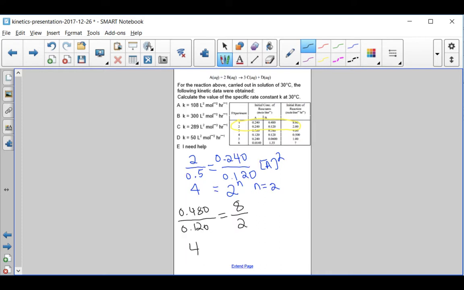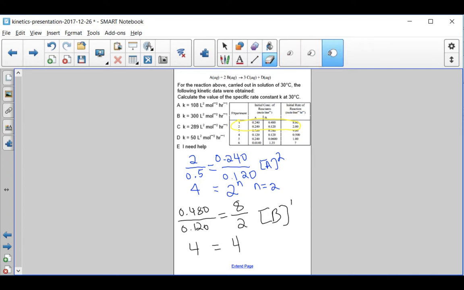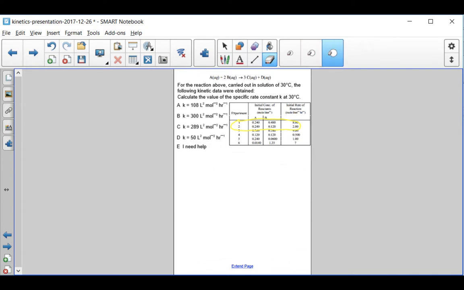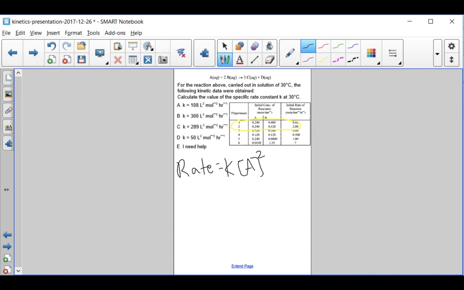So here I get 4 on the left and 4 on the right. So that means I quadruple my concentration, and the rate also quadruples. We call that first order, or 4 to the first power. So first order with respect to B. Okay, so given that, I'm going to clean up some space here and write a rate law. Second order with respect to A, first order with respect to B. So the rate is K, A to the second, B to the first.